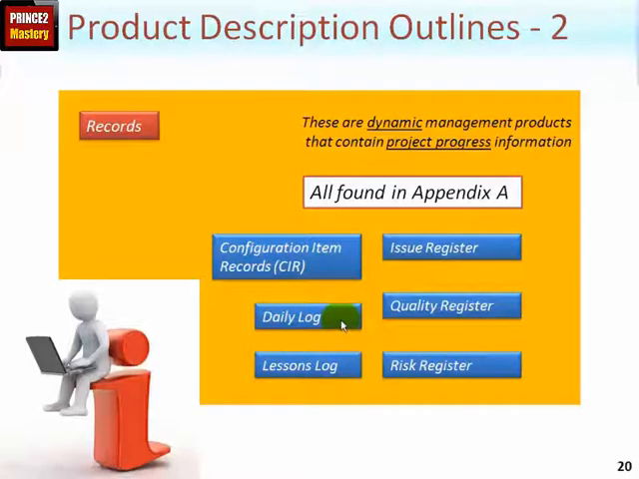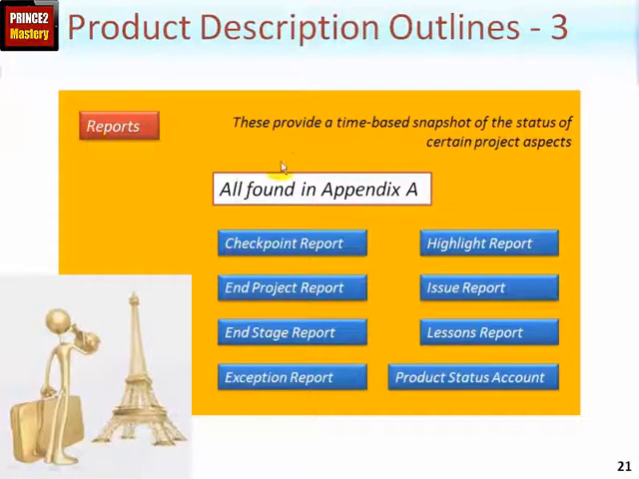The daily log is used as a diary for the project manager to record the minutiae of the day-to-day management aspects of a project, and the lessons log is used to record any previous and known lessons relevant to this project. The configuration item records, a bit of a mouthful. It's part of configuration management, and you'll have a configuration item record for each product, and that will contain status information for each product.